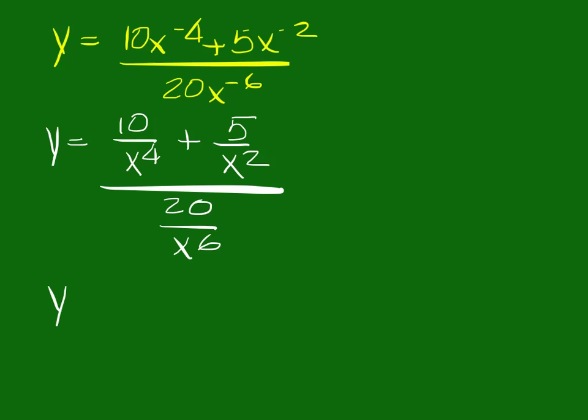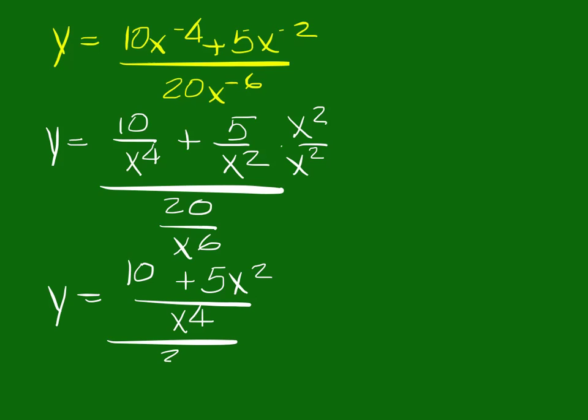A common denominator of x to the fourth means we need x to the second over x to the second here. So 10, and we can combine on this step if you want to. That would be 10 plus 5x squared, and all of that over x to the fourth. And on the bottom, that would stay the same.